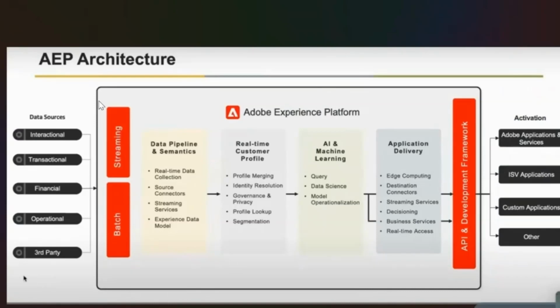AEP is basically a CDP, a customer data platform. So from Bangalore, 10,000 people are accessing apple.com. From Hyderabad, 10,000 people. And in Bangalore itself, the age groups of the people accessing apple.com range from 10 years to 60 years.